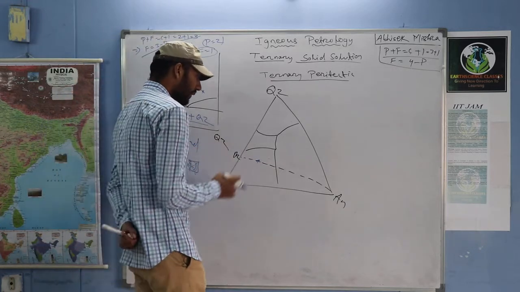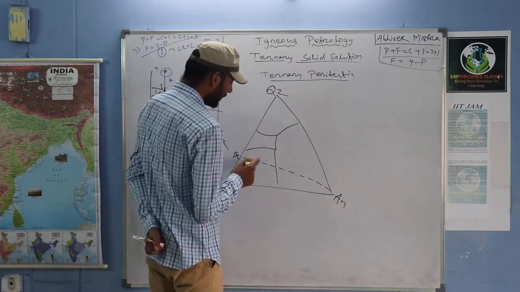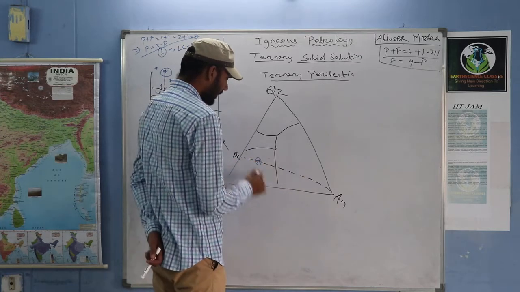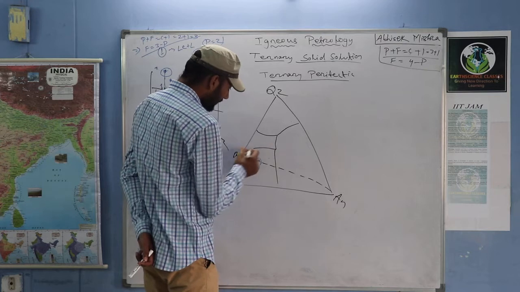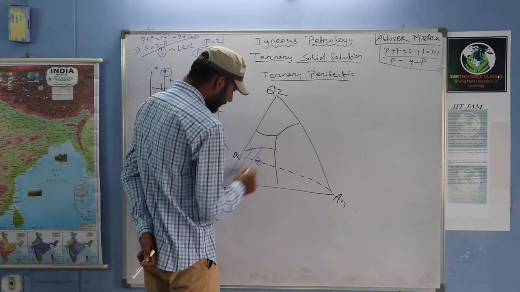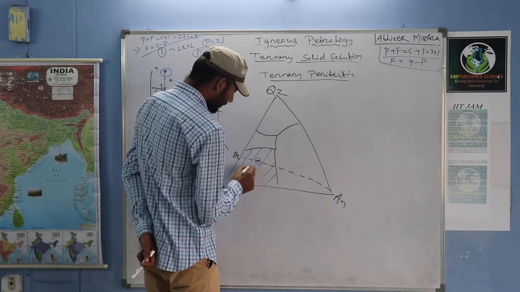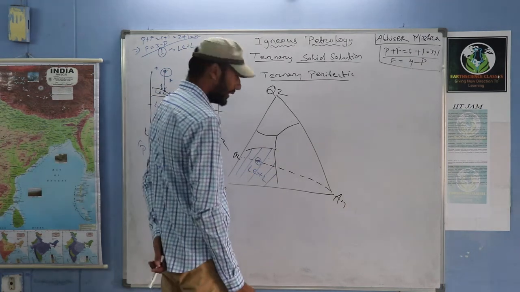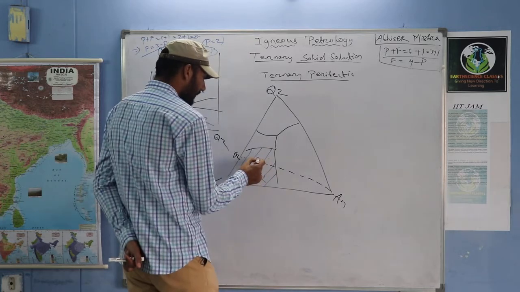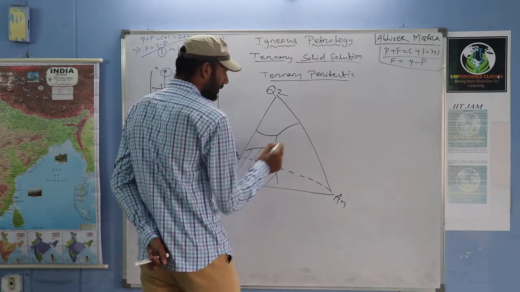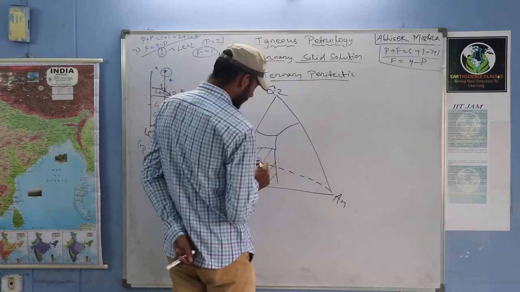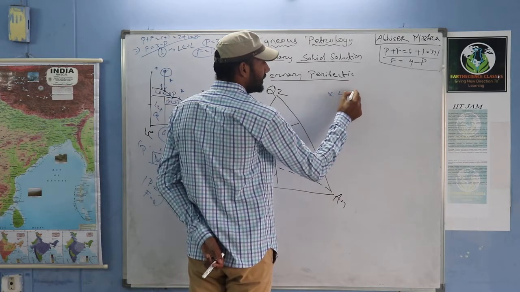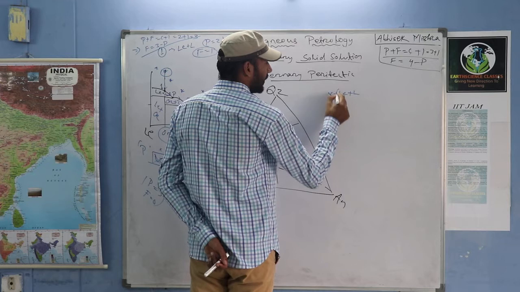Similar to this, in the ternary peritectic, what will happen? If we take any point on the line between orthoclase and anorthite, what will happen? Again, this total area is the field of leucite plus liquid. The first mineral to crystallize is, let's say this is X. So at X you will find leucite plus liquid, right?